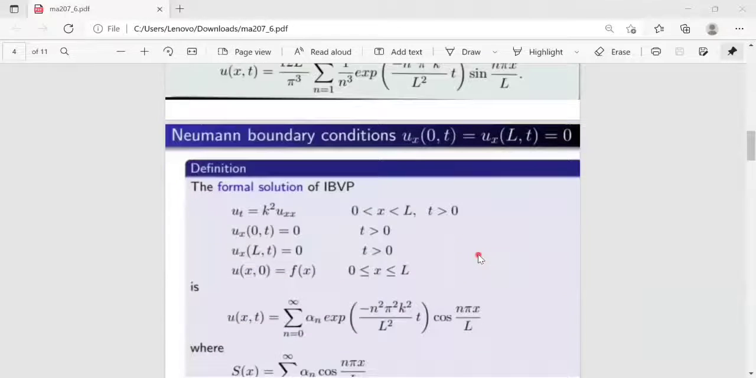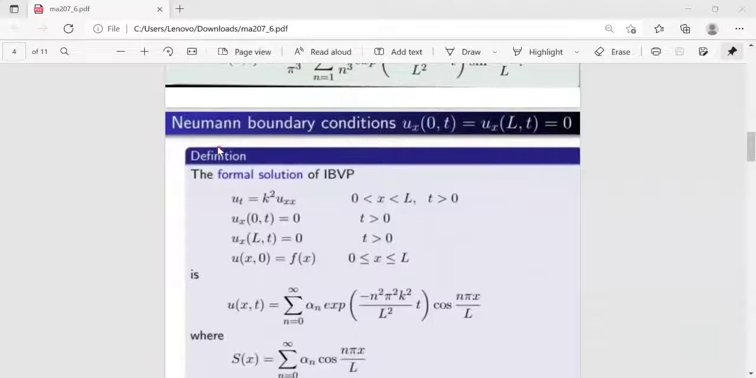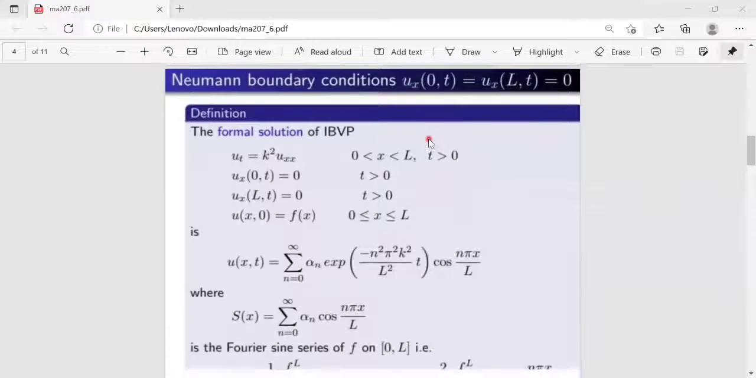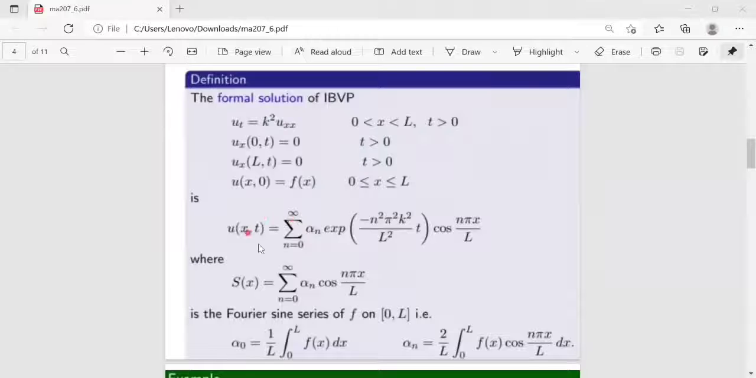The second type of boundary conditions are known as Neumann boundary conditions. Here the boundary condition is given on the partial derivative of u with respect to x. The only difference in the solution is that here we get a cosine term, and we can find alpha n the same way using the Fourier series of f.